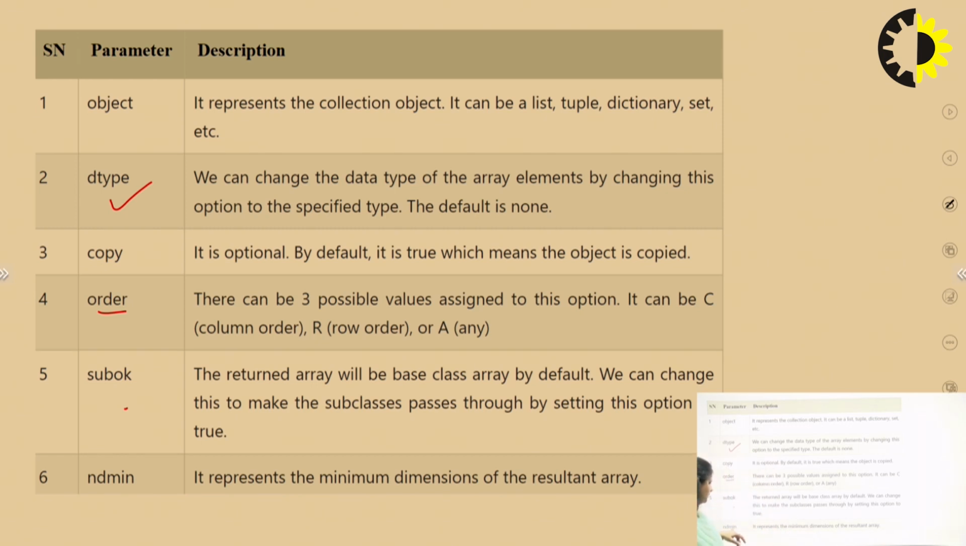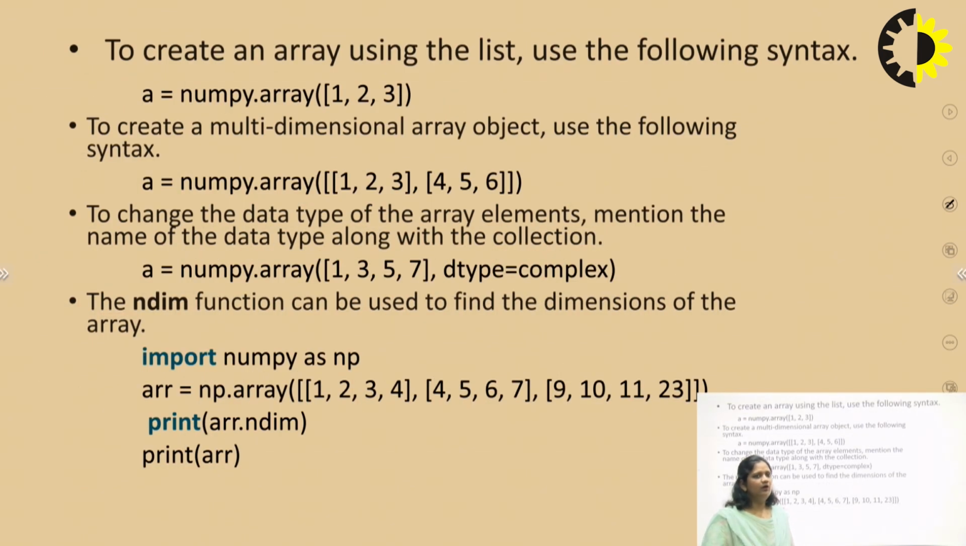And the last parameter is ndmin. It represents the minimum dimension of the resultant array. So these are the parameters which we use to create an ndarray object, or an n-dimensional array object. Okay, so first we have to take an example, then we have to explain the example related to this array.